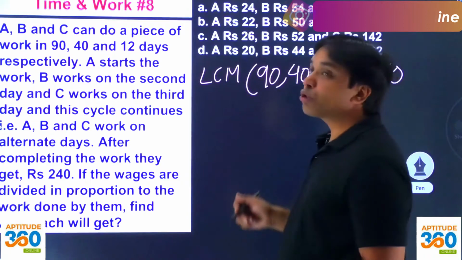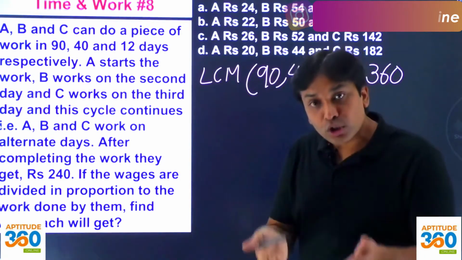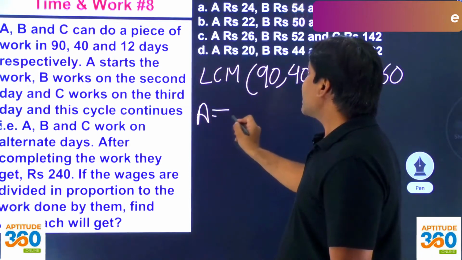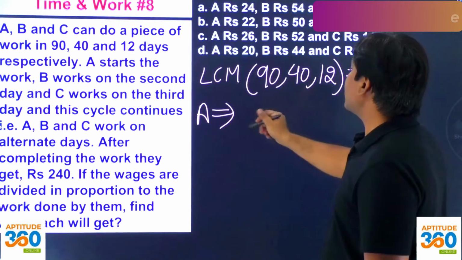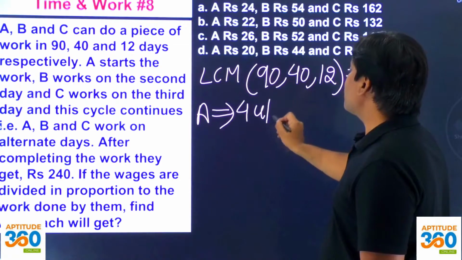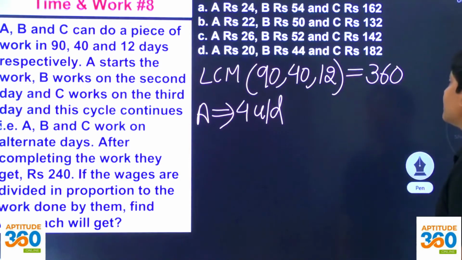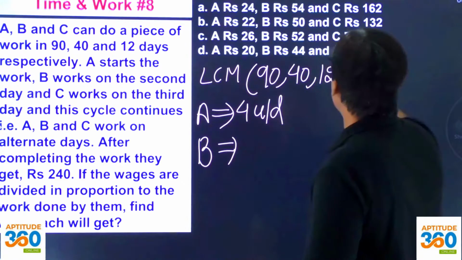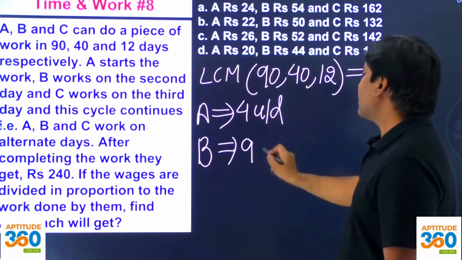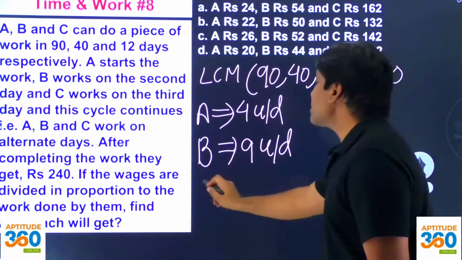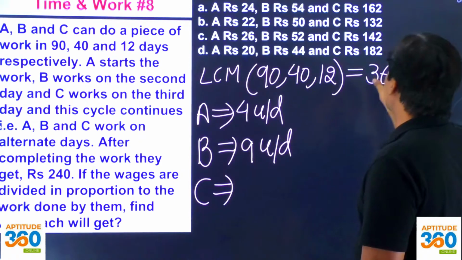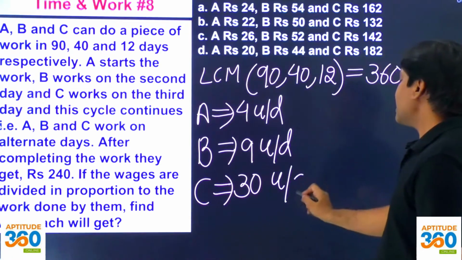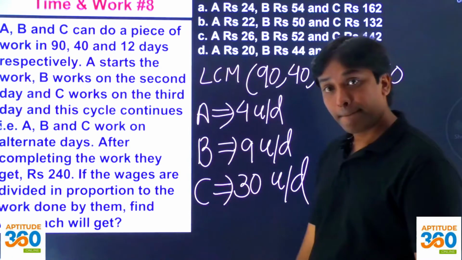So what is going to be the total work? The LCM is going to be your total work. अब 360 यूनिट हो गया टोटल वर्क. A एक दिन में कितना करेगा? 360 upon 90. A will be doing 4 units per day. Do you understand? And then B is going to be doing 360 divided by 40, 9 units per day. How about C? C is going to be doing 360 upon 12. Oh, huge. This is C does 30 units per day.